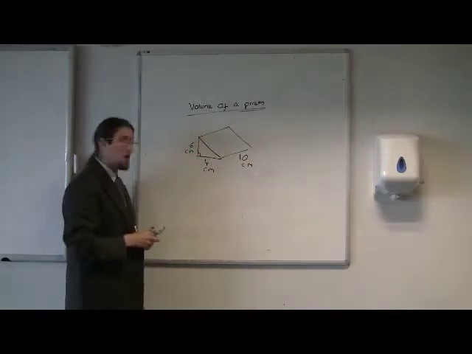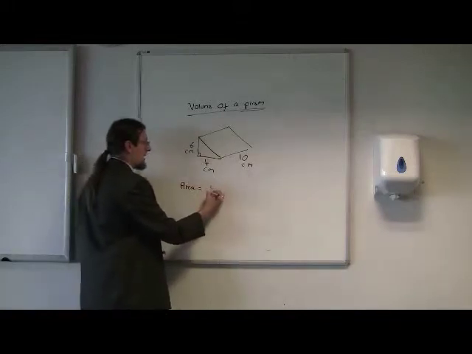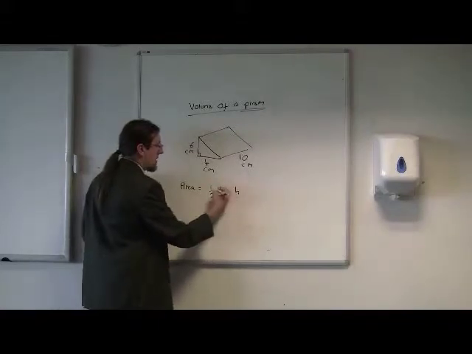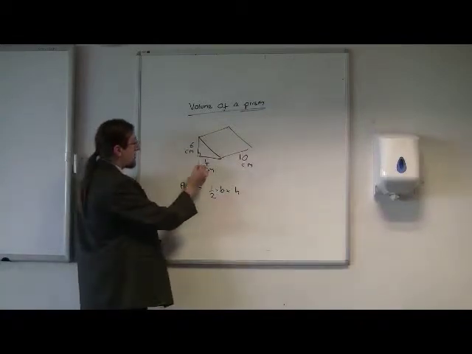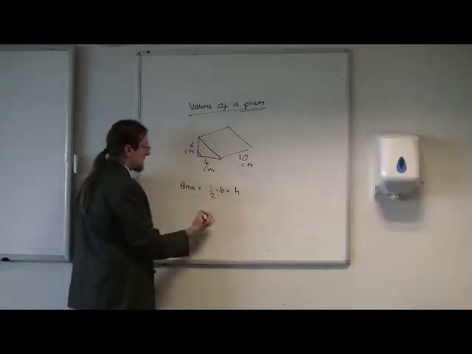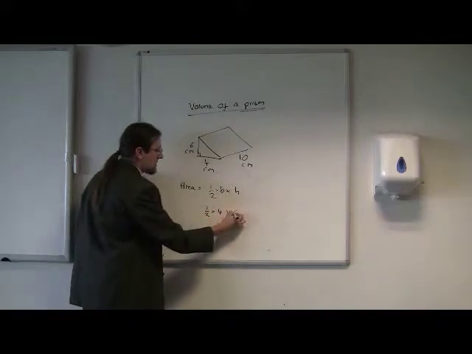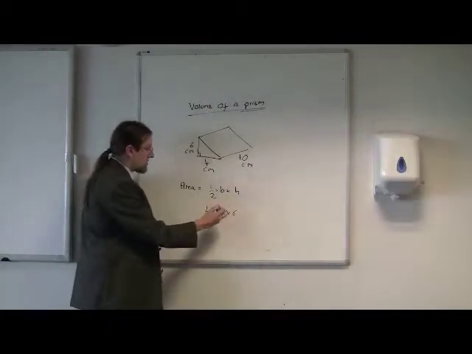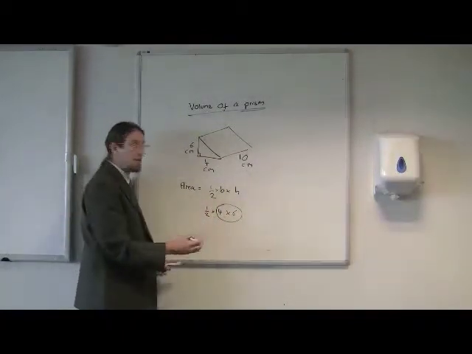Well, the area of a triangle is half the base times the height. Now the base is 4, the height is 6. So it's a half times 4 times 6. Doesn't matter what order you do this in. Essentially, I usually do 4 times 6 is 24, half my answer, 12.